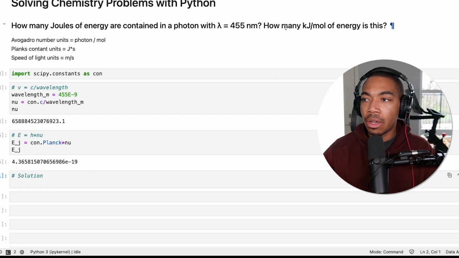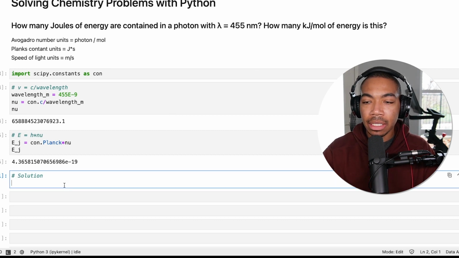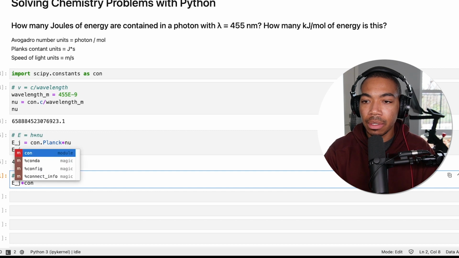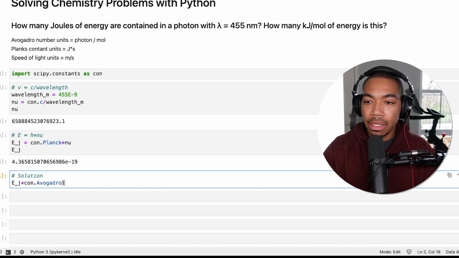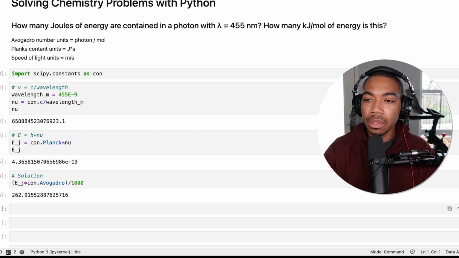But the second question is how many kilojoules per mole of energy is this? And so lastly, we will solve this with a couple of Python steps. We will multiply the energy in joules times Avogadro's number, con.avogadro, and then let's divide by 1,000 to convert joules to kilojoules. And so we have 262.2.